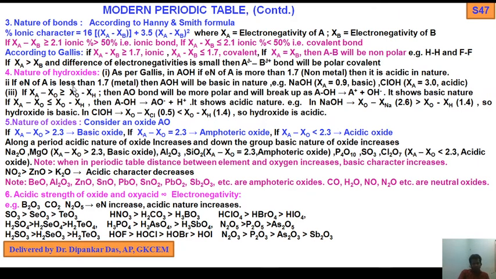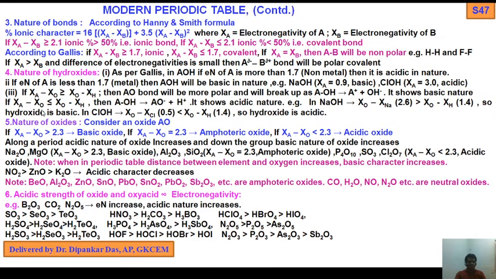Next, nature of hydroxide. As per Gallus, in AOH, if electronegativity of A is more than 1.7, that is a non-metal, then it is acidic in nature. If electronegativity of A is less than 1.7, a metal, then AOH will be basic in nature. NaOH, 0.9, basic; ClOH, 3.0, acidic. Similarly, if chi A minus chi H is greater than or equal to chi O minus chi A, then the A-O bond will be more polar and will break as A plus and OH minus. It shows basic nature.